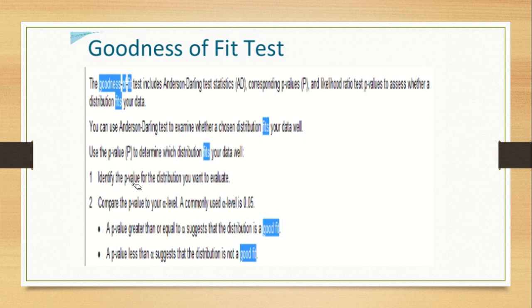So number one, identify the p-value for the distribution you want to evaluate. Then compare the p-value to your alpha level. A commonly used alpha level is 0.05. Then a p-value greater than or equal to alpha suggests that the distribution is a good fit. A p-value less than alpha suggests that the distribution is not a good fit.